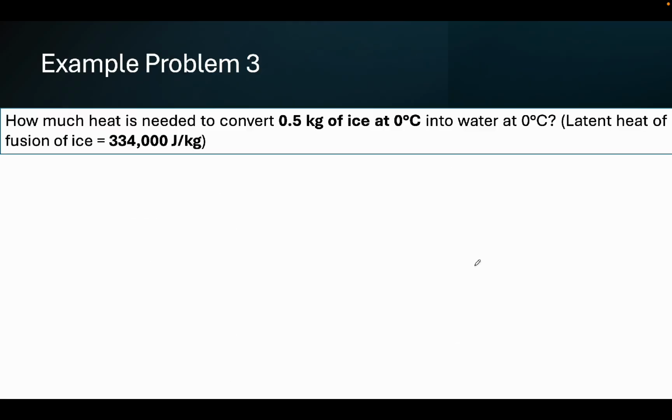Okay, so another example calculation for the latent heat. So, the question here is how much heat is needed to convert 0.5 kilogram of ice at 0 degrees Celsius into water at 0 degrees Celsius. So, the latent heat of fusion of ice is 334,000 joules per kilogram. Okay, so, given, let's write the given values first.